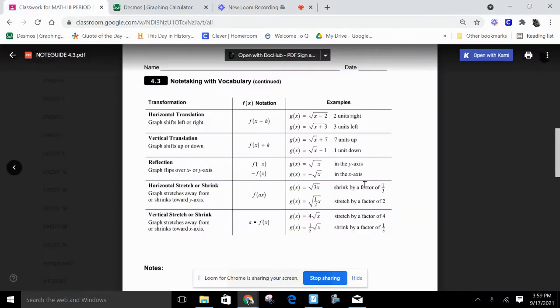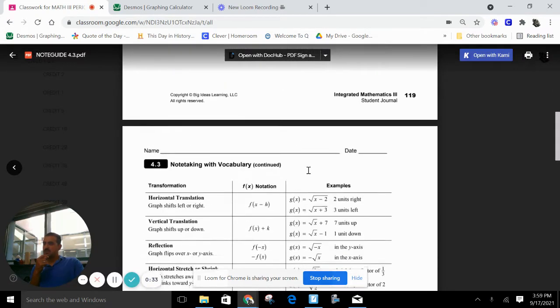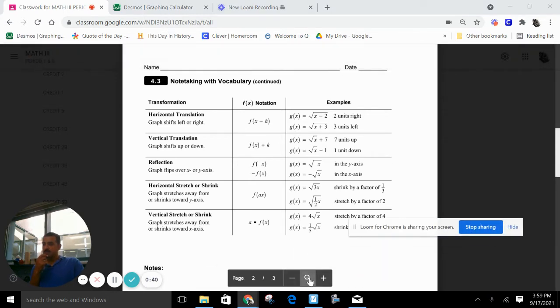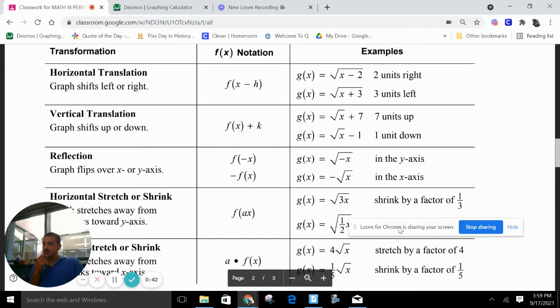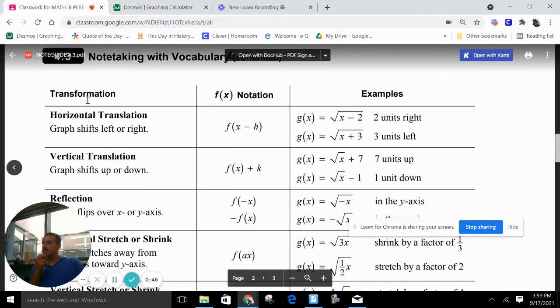So on your notes from C43, there's a note guide right here. Remember, I had this on the screen last Thursday. We took notes, and I had you put this on your screen while you're paying attention to me. So let's go over each one of these transformations. Notice they're called transformations, right?